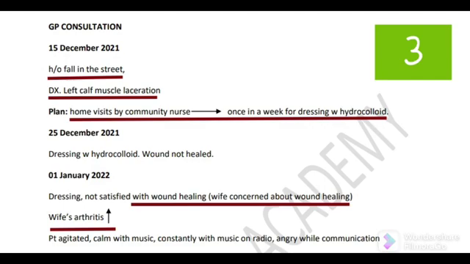So now you are starting your home visit. During your home visit on 25 December 2021, the wound has not healed. You can see that there is no improvement. On 1 January 2022, you can see the dressing, and the wife is not satisfied with the wound healing and is also concerned about the delayed wound healing. At the same time, the wife's arthritis, the upper arrow mark, shows increasing signs and symptoms of arthritis. The patient got agitated but calm with music, constantly with the music on the radio, but angry while communicating. Anyway, on 8th January 2022, when you are writing the exam, this is the date of the letter.